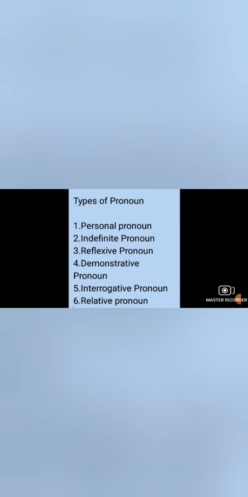Next girls, here are the types of pronoun. There are 6 types of pronoun that we'll discuss today. First of all, personal pronoun. Second, indefinite pronoun. Reflexive pronoun. Demonstrative pronoun. Interrogative pronoun and relative pronoun. So let's move toward the examples and definitions.